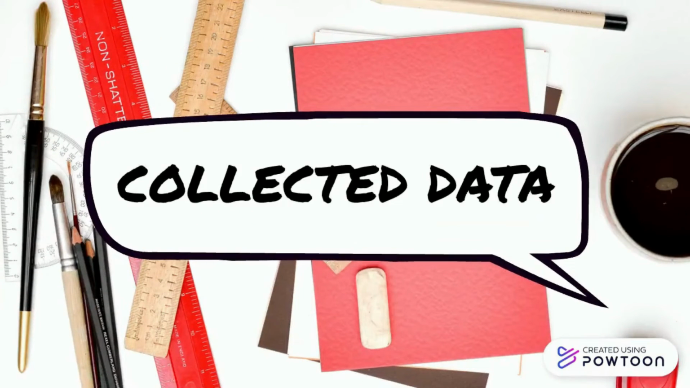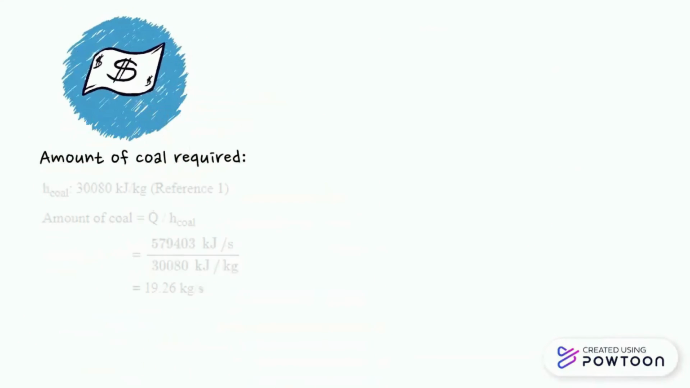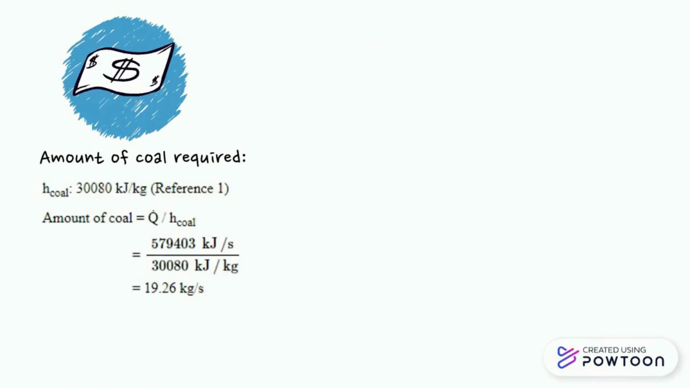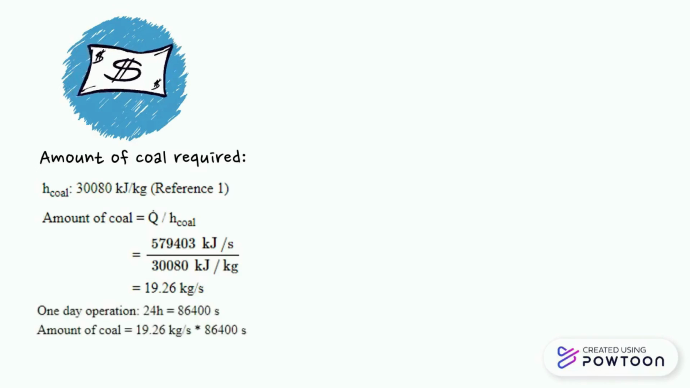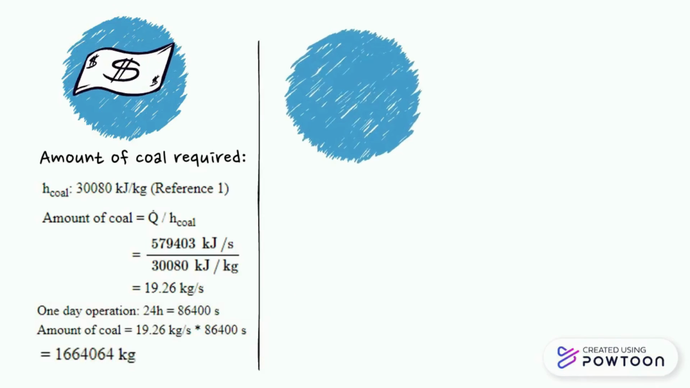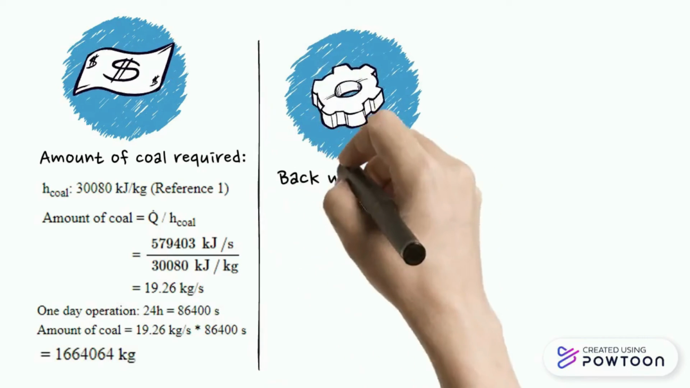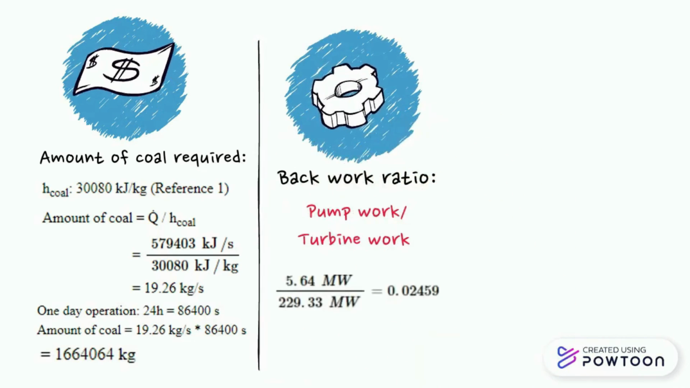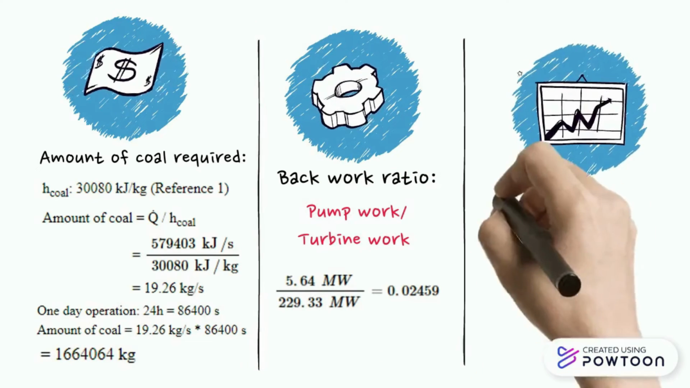In the next part, we will summarize the collected data. First part is the amount of coal required. The coal chosen is anthracite with a heating value of 30,080 kJ per kilogram. By knowing the amount of Q in, the mass flow rate can be obtained, which is 19.26 kg per second. For 1 day of operation, the amount of coal required is 1,664,064 kilograms. For the back work ratio, which is the ratio of pump work to turbine work, the value is around 0.025. The overall efficiency is 38.6%.